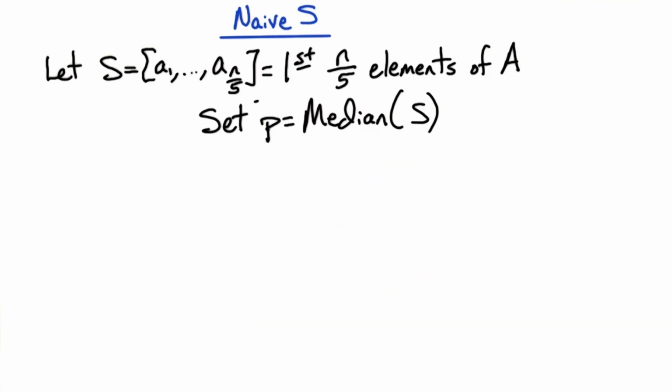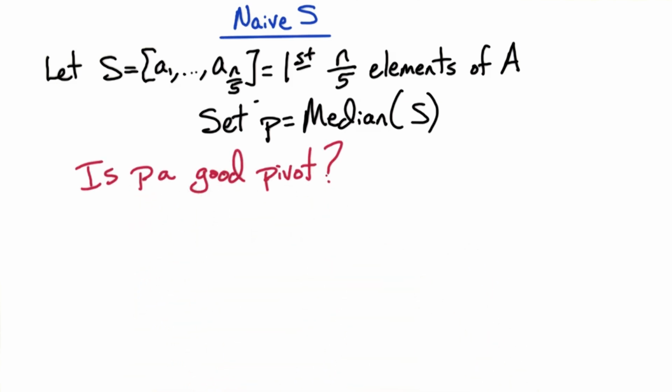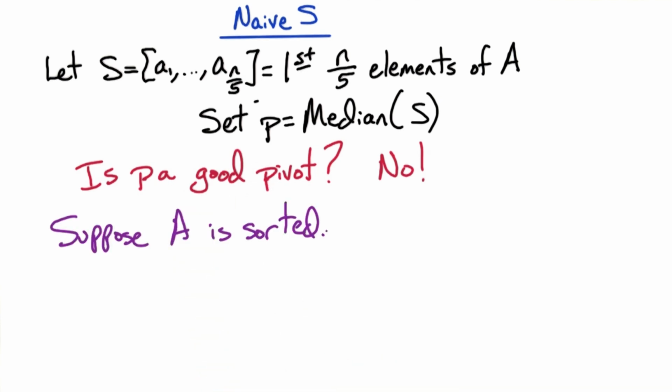How does this pivot perform? Is pivot P a good pivot? No. Why not? Well, that would be too easy. Let's see why it fails. Let's see the scenario where this pivot P is not a good pivot. Well, suppose A was sorted.